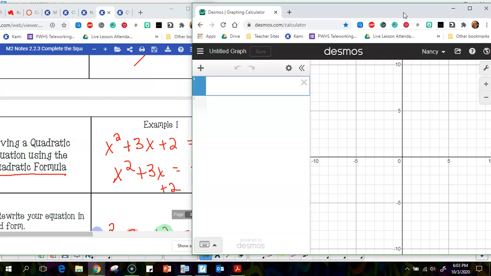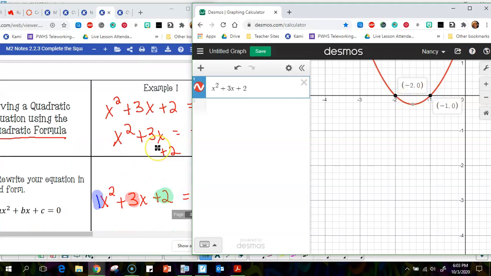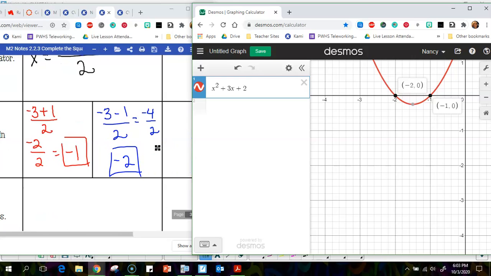You really don't want to try to solve these there because you could have an imaginary root, and it won't show it to you. So what we could do is enter x squared plus 3x plus 2, and then look and see. We're going to zoom in here and see where it crosses the x-axis, at negative 2 and negative 1. What was our answer? Negative 2 and negative 1. So that means we did it correctly.